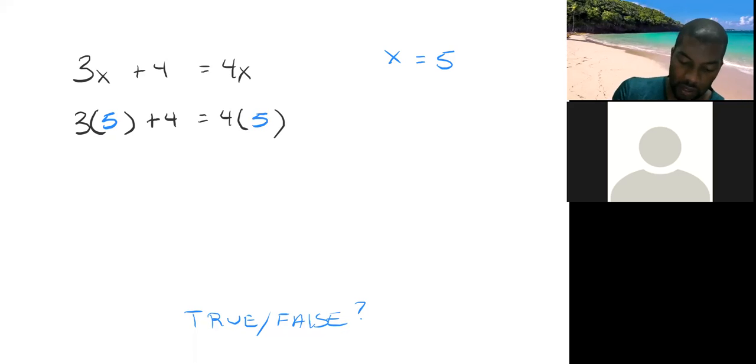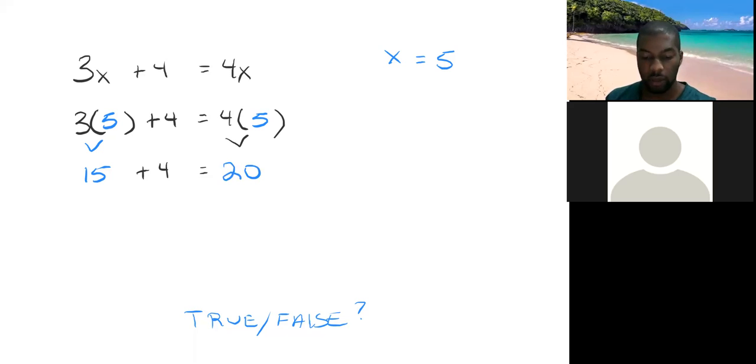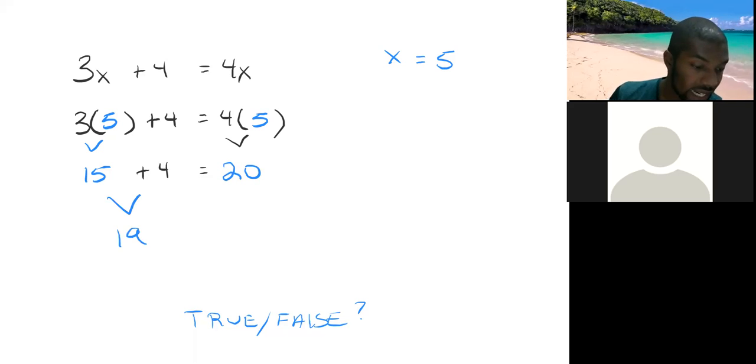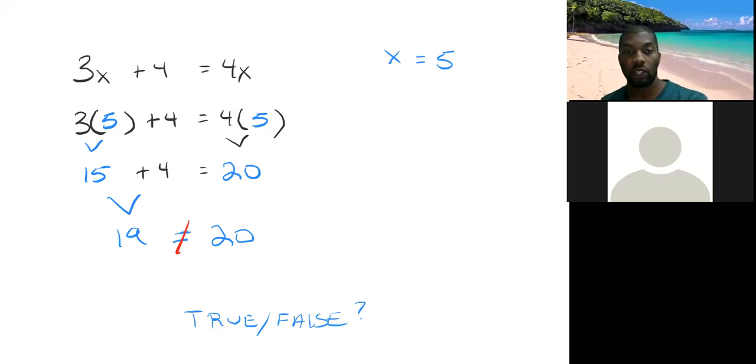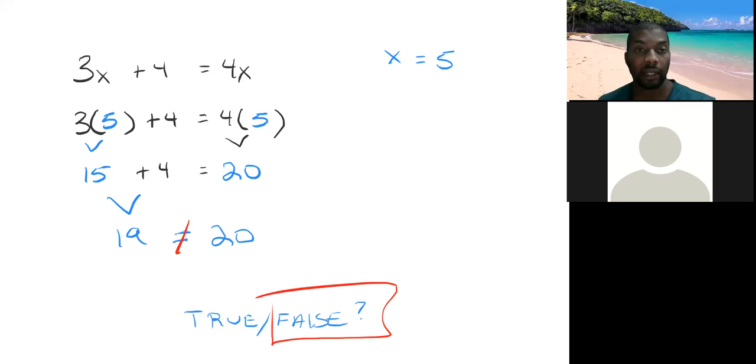3 times 5 is 15 plus 4. 4 times 5 is 20. Ooh, I don't think so. 15 plus 4 is 19. Does 19 equal 20? Nope. Not the last time I checked. So these two are not equal. It is false. And that's basically it.